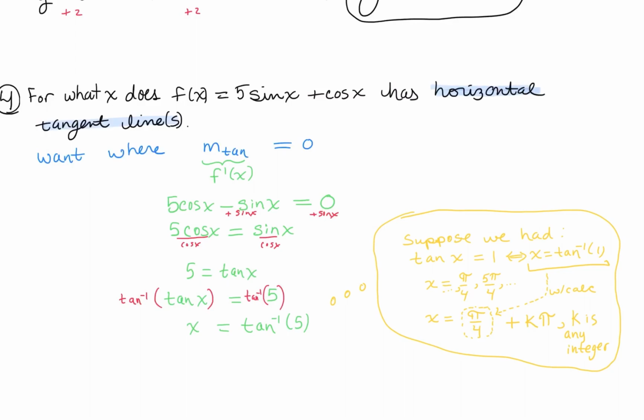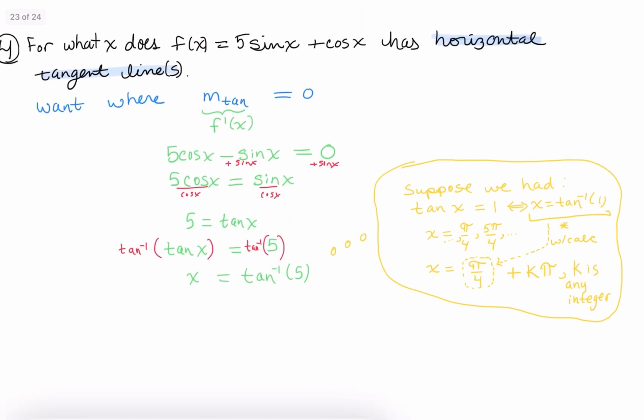This is the key observation that I wanted you to be able to see with some slightly easier values here, which is that if you are using your calculator, you need to take that answer and add k pi, where k is any integer. So the exact form of our final answer would be x equals tan inverse of 5, plus k pi, where again, k is any integer.